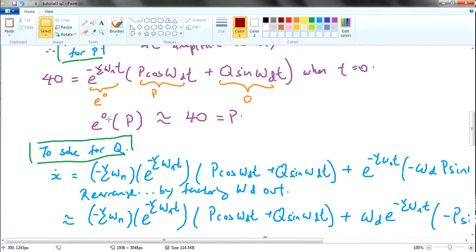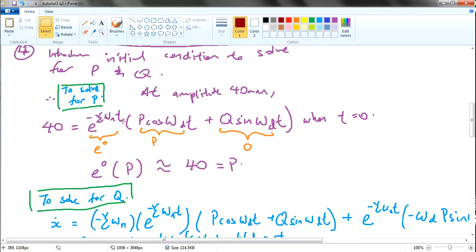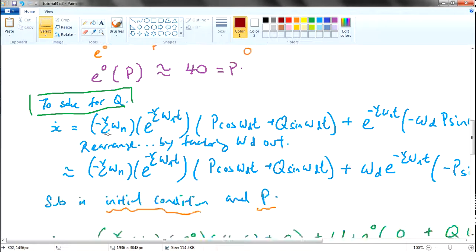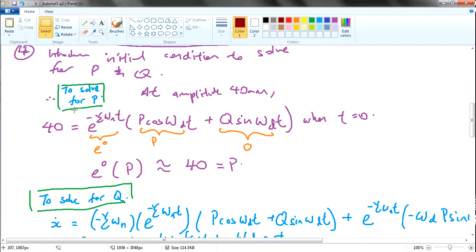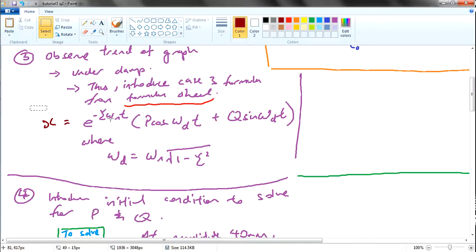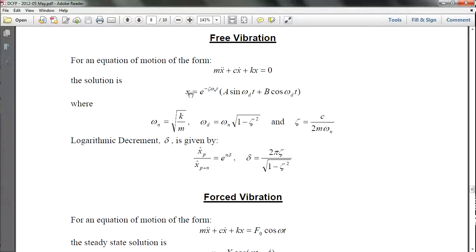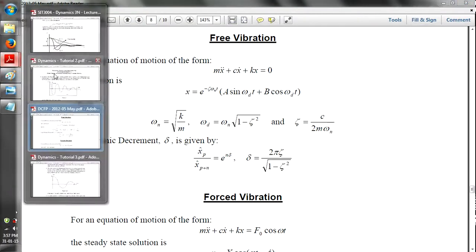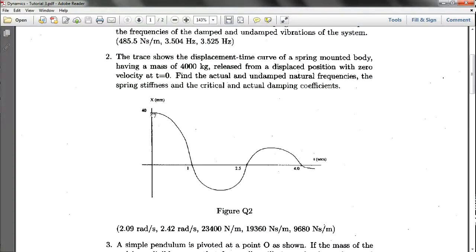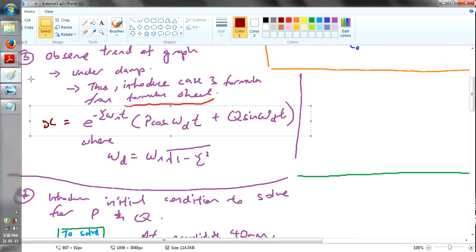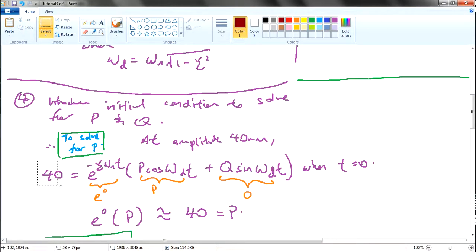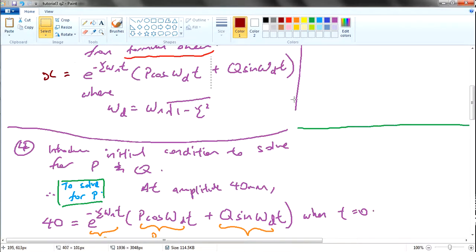So to solve for Q, we actually need to sub in our boundary condition. We know that this equation, the one that we pick up from the formula sheet itself, describes the displacement x. Our displacement x at this position, when time is equal to 0, is 40, and therefore 40 is equal to this equation, where time is equal to 0.